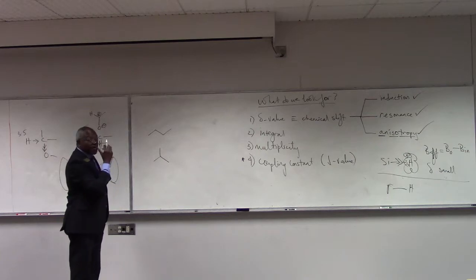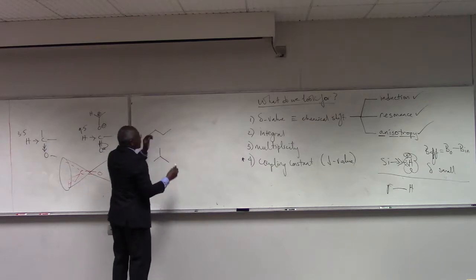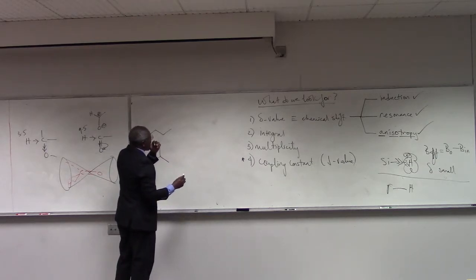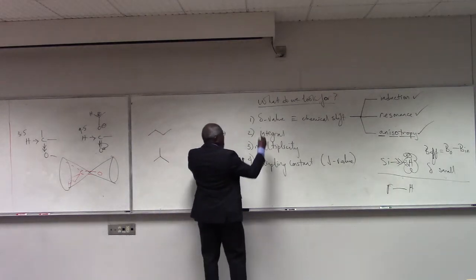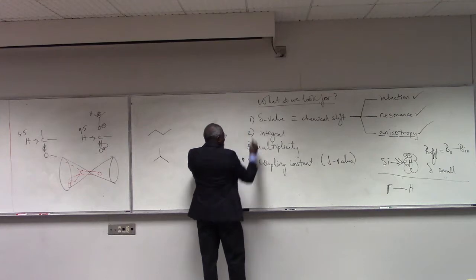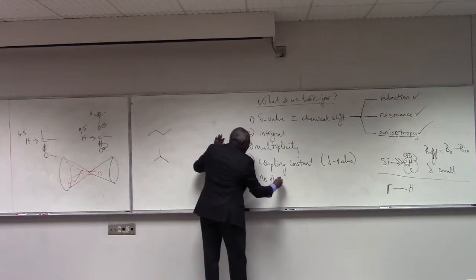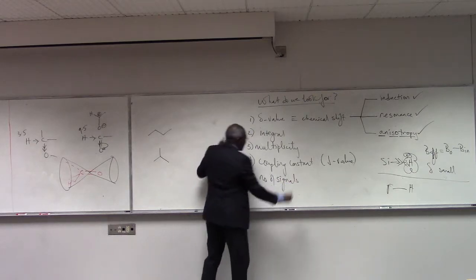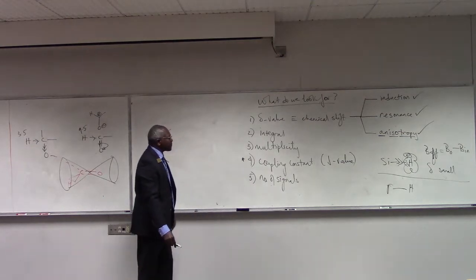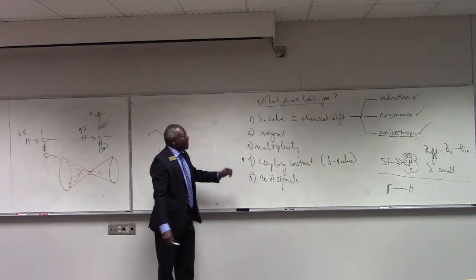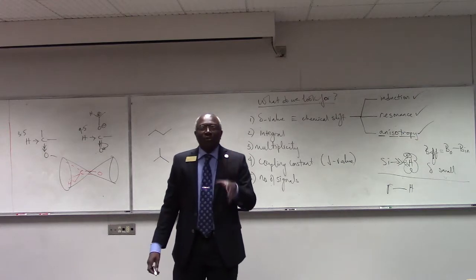If I run the NMR of butane, I will first of all see... I should have had something else in here. So I'm going to say 5. I could have said 0, but I'm going to say 5, which is the number of signals. That's important. The number of signals tells us the number of different types of protons in the compound.